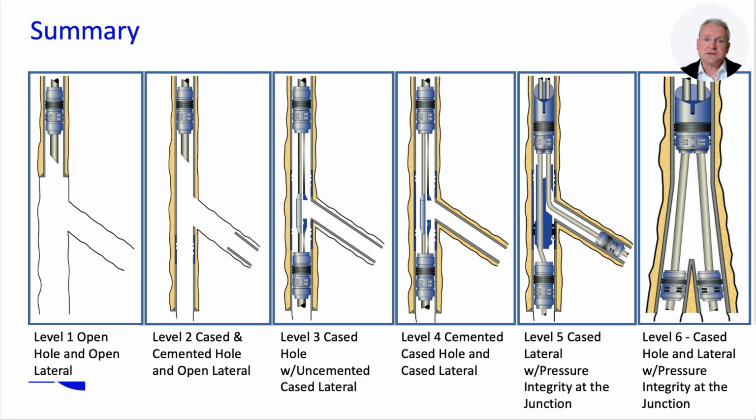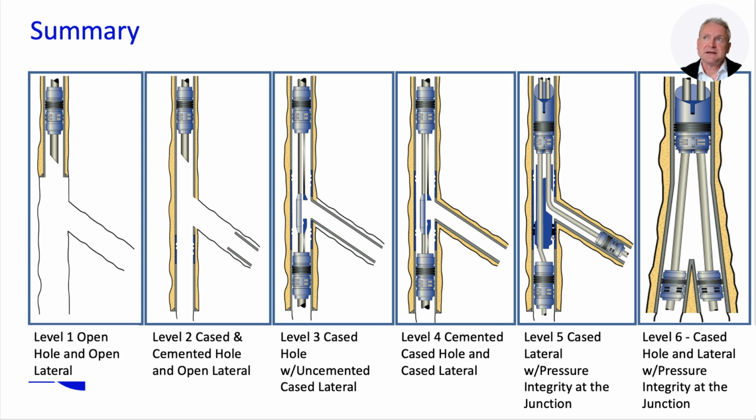Level 5 changes the picture by introducing hydraulic integrity. Specialized completion equipment seals the junction, allowing independent control of the lateral and main bore. This makes selective production or injection possible, a significant advantage in complex reservoirs.